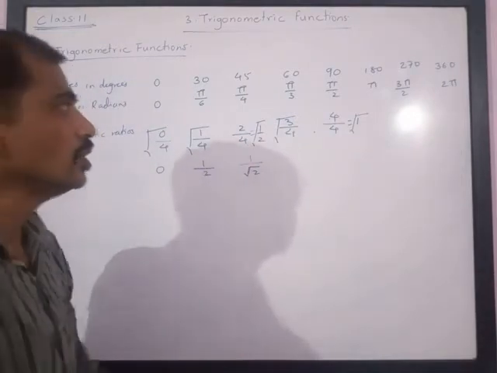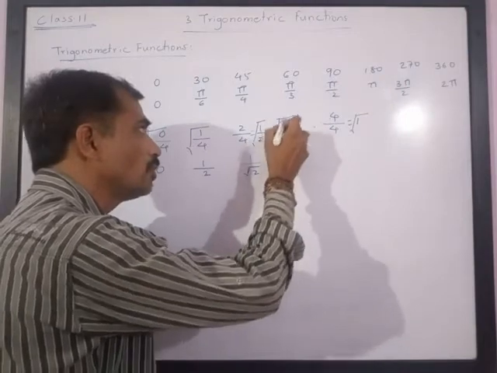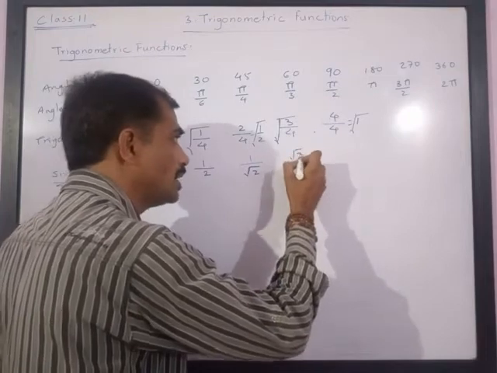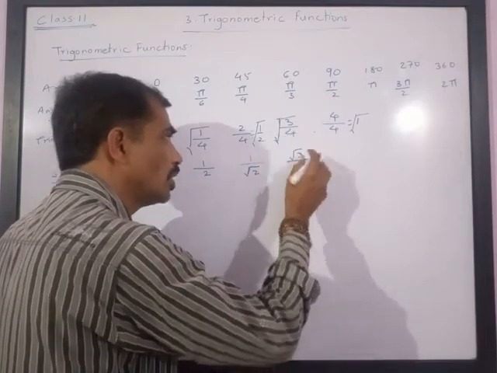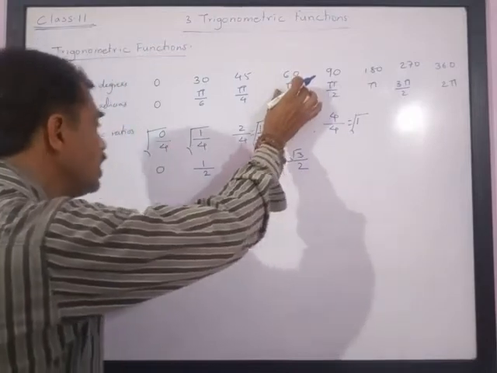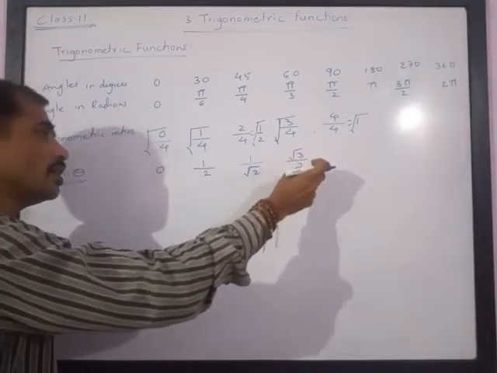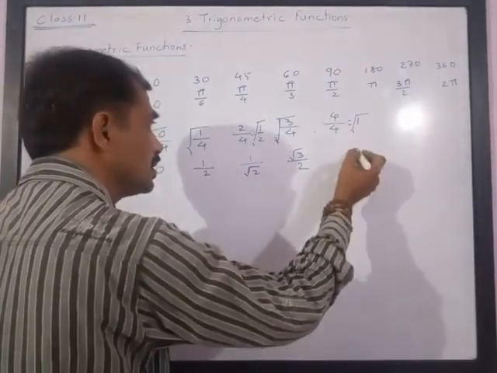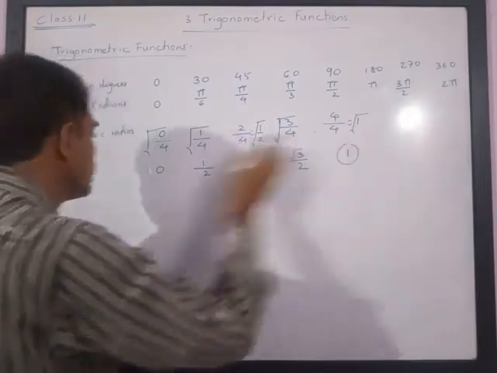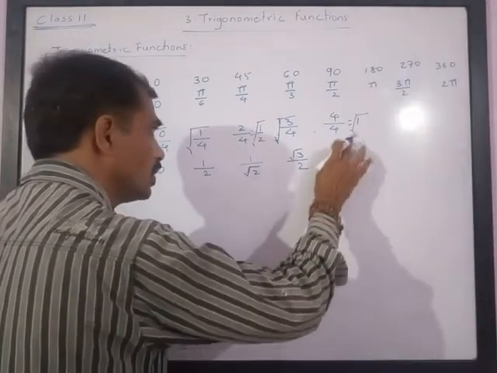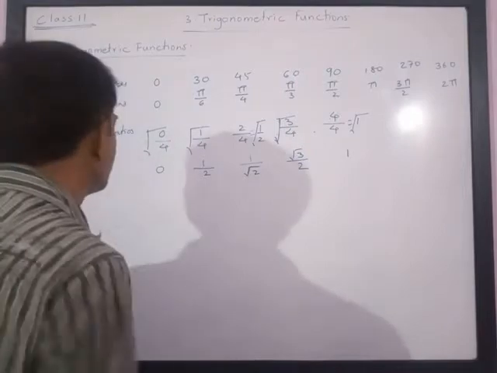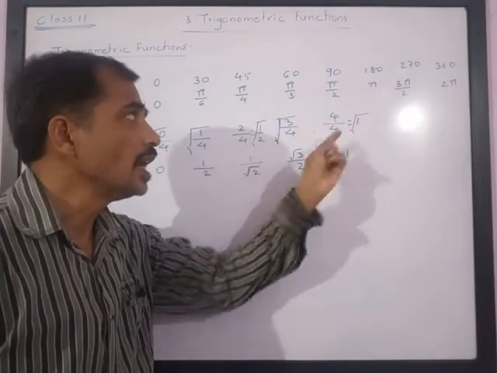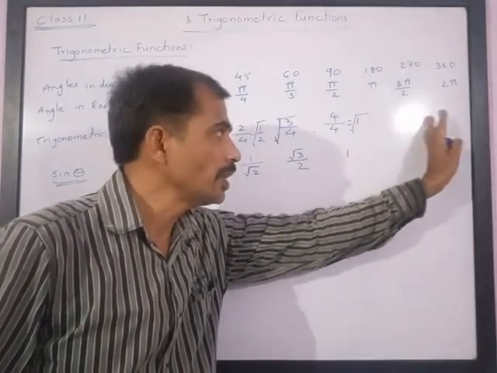It is root 2. Now root 3 is again not a perfect square number, so it will be root 3 as it is, and 4 square root is 2, so it will be root 3 upon 2. Please note, pi by 3 radians sin value is root 3 upon 2. Now root of 1 is 1. So we have got 90 degrees, or pi by 2 radians, sin value is 1. In this way we can write the sin values of the angles 0, 30, 45, 60, 90, and further I will tell you how you can remember the other values.